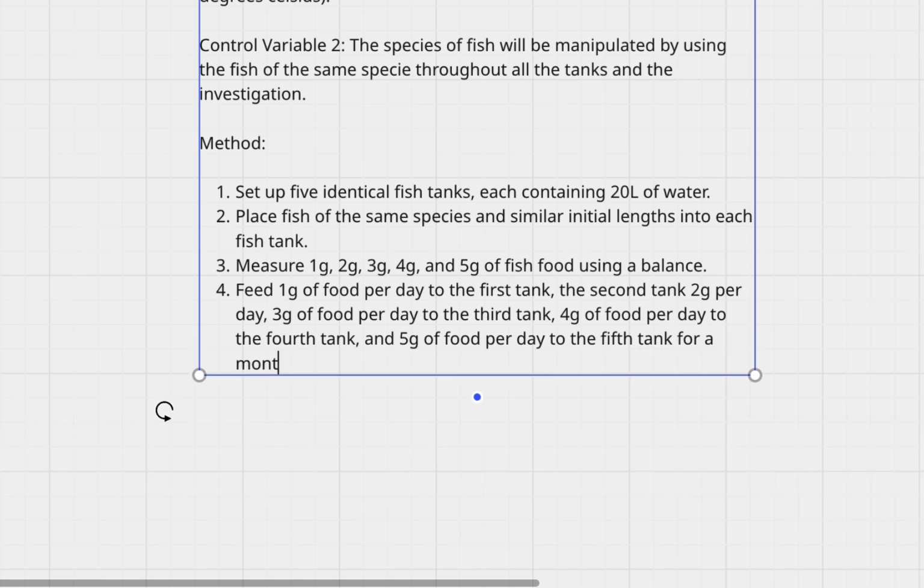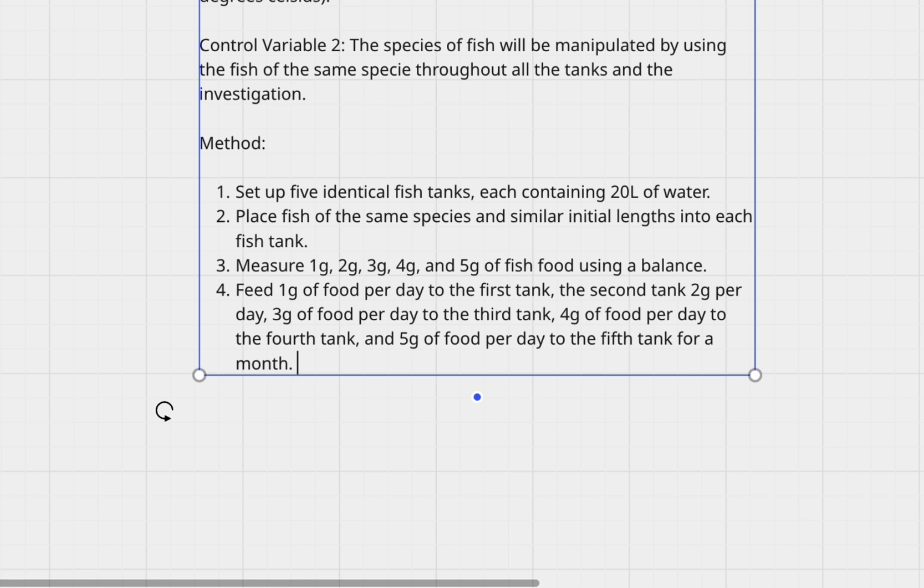For a month. So we're gonna just keep giving 1 gram of food for the 1 gram tank. Similarly for all the other tanks, depending on how many grams of food the tank has to receive. And then we're gonna keep on doing this for a month. So every single day, they have to get the mass of fish food that the tank requires.